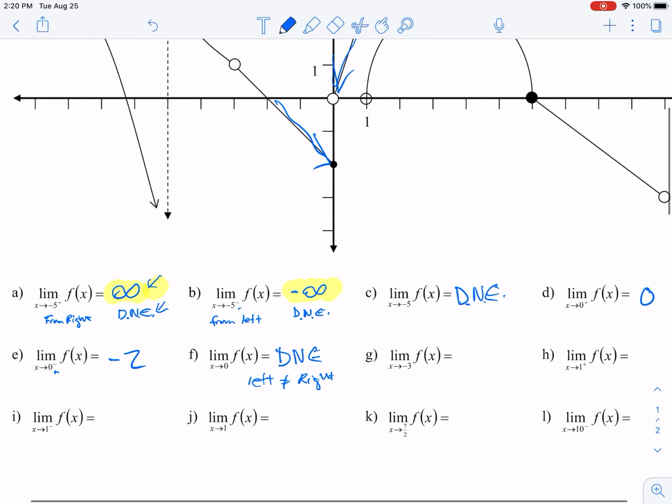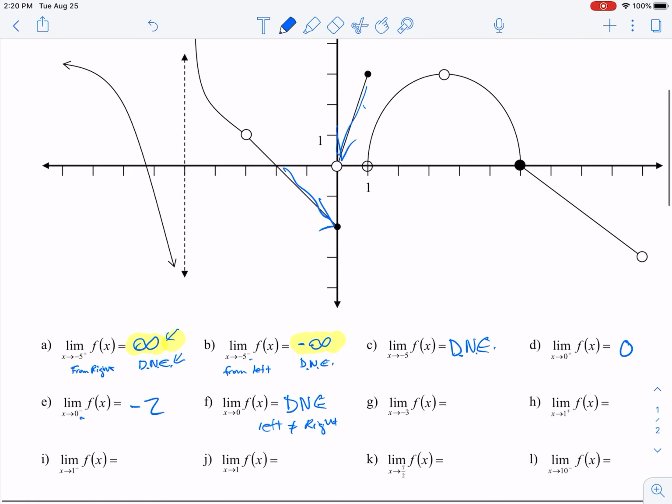Okay? This one asks for -3, which we did when we started this lesson. It doesn't specify left or right, so it wants the general one again. So I'm going to come up this way. I'm going to go this way. And it looks like it's 1. All right?